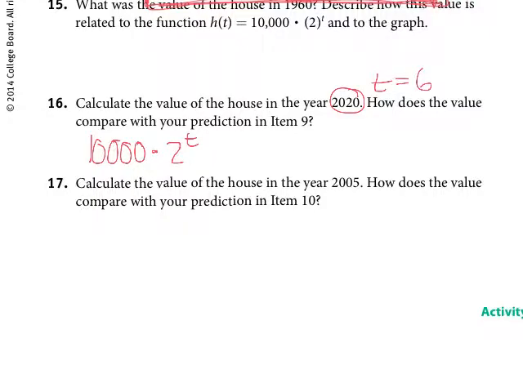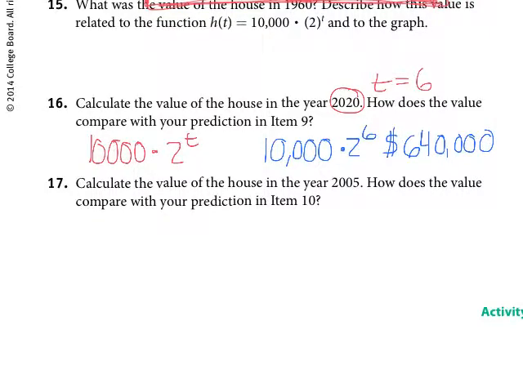So I can easily do that, right? 10,000 times 2 to the 6th power. Guys, let your calculator be your friend. Some of these easier ones you're fine doing, but we'll get to some where we have decimals in the exponent and different things like that. So 2 to the 6th power gives me 64, times 10,000 would be 640,000, which is actually the same thing that we predicted earlier, right?